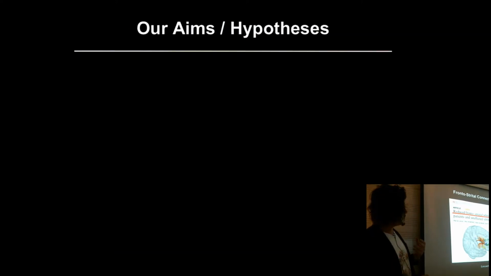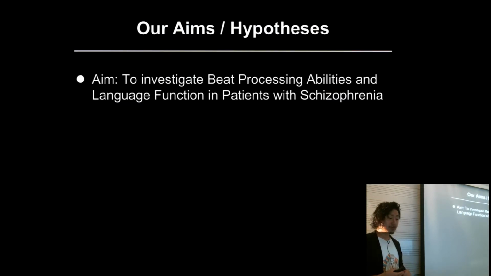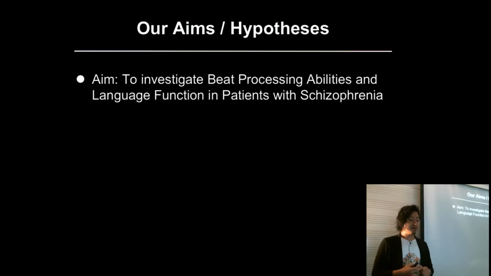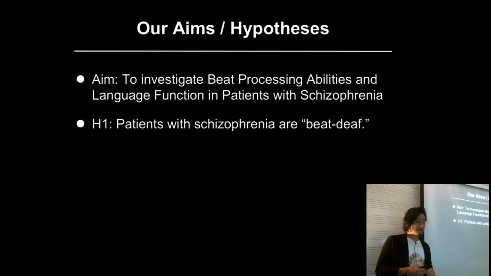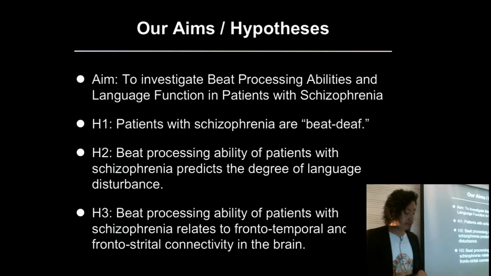So by considering these previous studies, our aim is to investigate beat processing abilities and language function in patients with schizophrenia. Our hypothesis number one is that patients with schizophrenia may be beat deaf. So we wanted to test this hypothesis. Number two, beat processing ability of patients with schizophrenia predicts the degree of language disturbance. Number three, beat processing ability of patients with schizophrenia is related to frontotemporal or maybe frontostriatal connectivity in the brain.